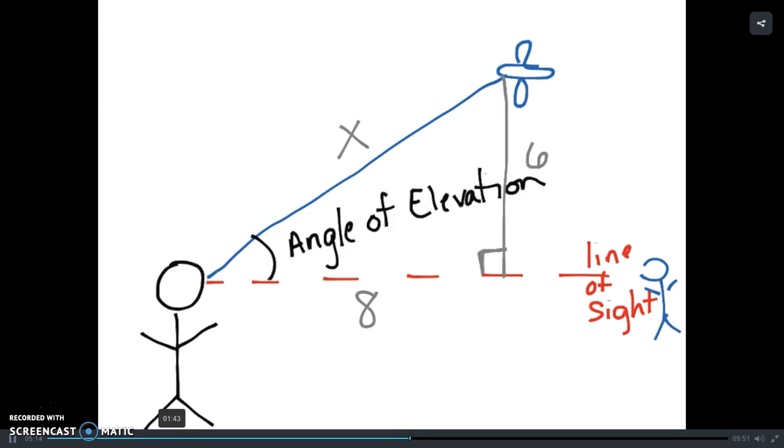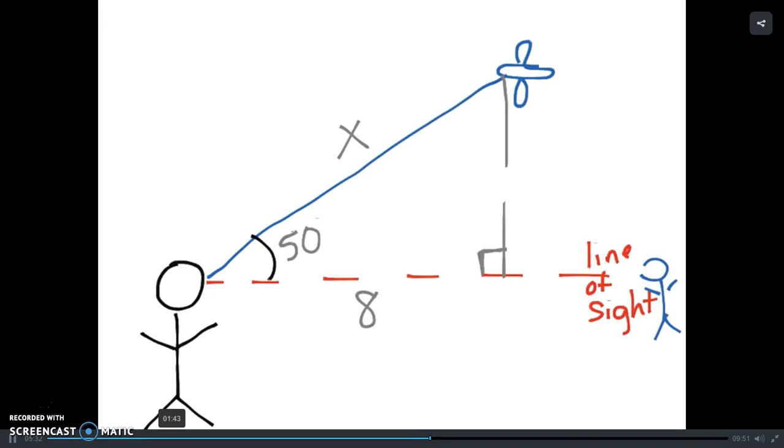If they didn't give you one of those two sides, so let's say instead of giving you the 6 here, they gave you this angle measurement instead, the actual angle of elevation, and they gave you a number there, maybe 50 degrees or something, then you could use your trig functions to solve for that missing side. The trig functions are going to come in really handy here, and we'll practice a couple of those at the beginning of class tomorrow.